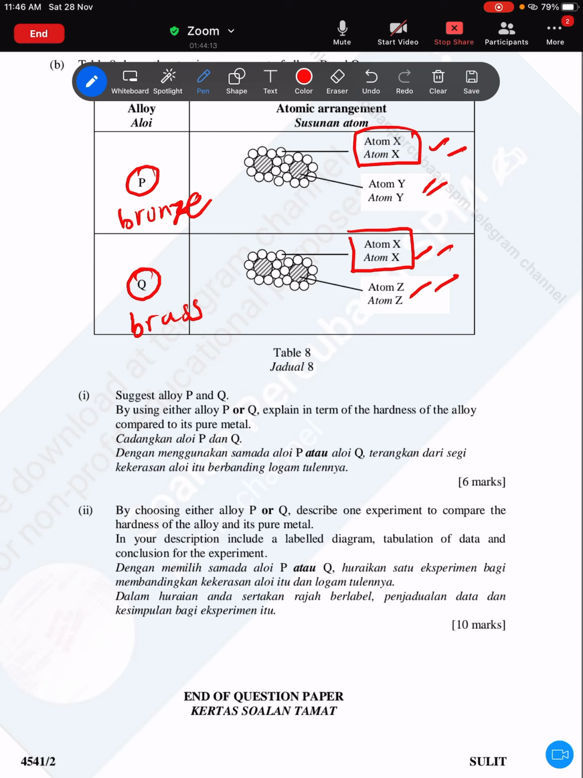Okay. By using either alloy P or Q, explain in terms of the hardness of the alloy compared to its pure metal. Guys, just now was 2 marks. The hardness part is 4 marks. Therefore, in total, you get 6 marks. Okay, done.